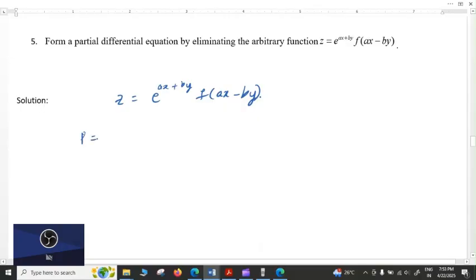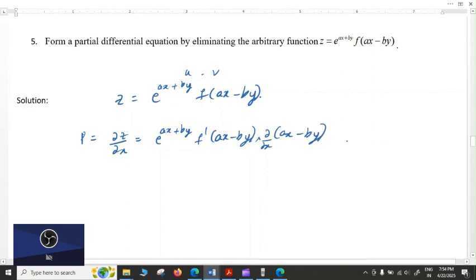Please remember the formula for p. It is dou z upon dou x, which is equal to, we are differentiating with respect to x, keeping y constant. Therefore, for differentiation, u and v I'm going to consider. So first, I will keep e raised to ax plus by as it is. Differentiate this, f dash of ax minus by. So inner differentiation again I'm going to do with respect to x, that will be a. Okay, then plus. Now I will keep f of ax minus by as it is. I will differentiate now u using the rule, students. Differentiation, so u into v rule. Keep u as it is, differentiate v, and keep v as it is, differentiate u.